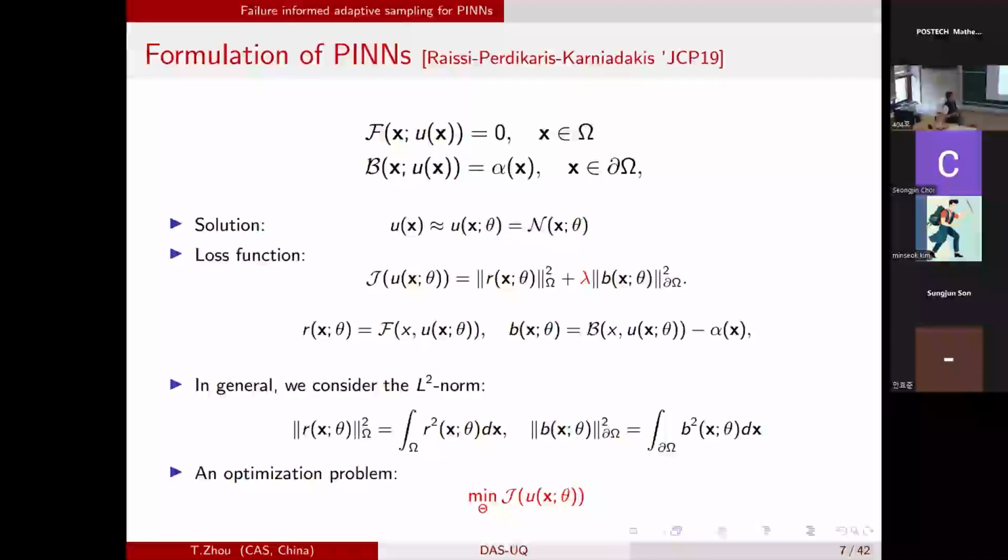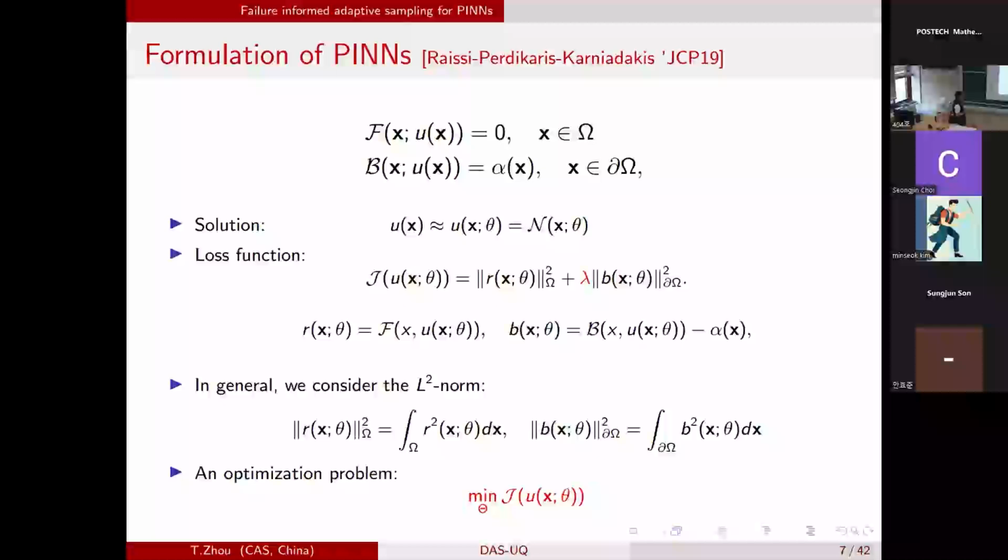But this is actually very easy. If you solve this PDE with a neural network function, you can get the solution with just a few lines. So the coding procedure is very easy. Next, you have to deal with this optimization problem.